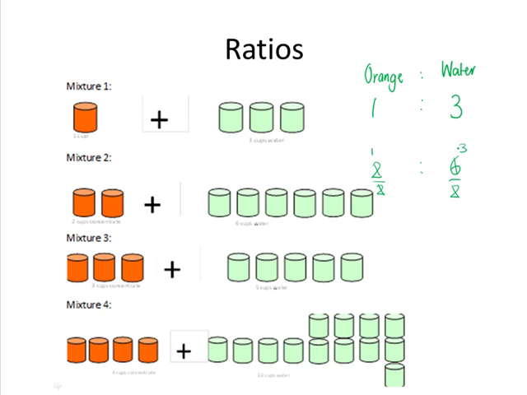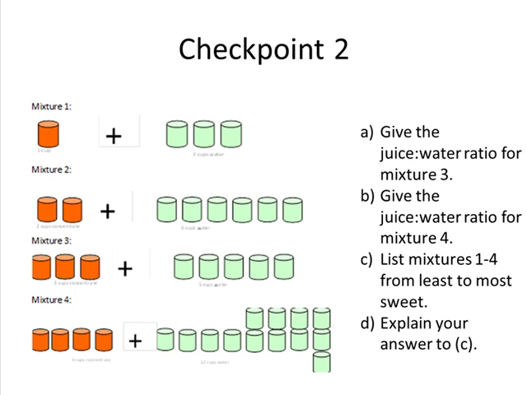What about mixture 3 and mixture 4? In mixture 3, we have 3 cups of orange juice for 5 cups of water. Is this going to be sweeter or less sweet than mixtures 1 and 2? Then mixture 4, we have 4 cups of orange juice for 13 cups of water. How sweet is that going to be? Is it going to be very sweet or is it going to be very watery? You answer those questions while you pause the movie and then let's discuss it.